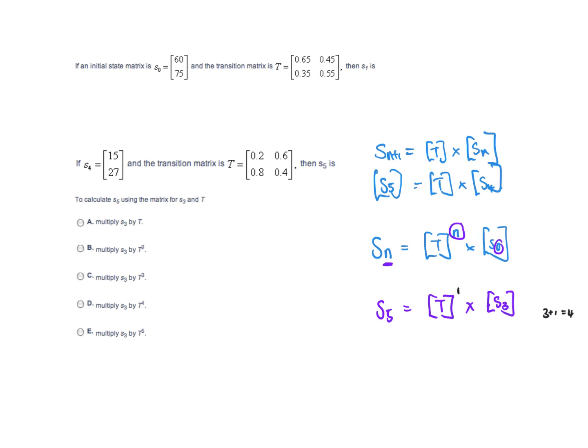So then if you look at this scenario, they're saying the transition to the power of 2 times S3. Well, this is going to work because this number plus this number gives 5, and that's what we want, so state 5. So that's the answer to that question.